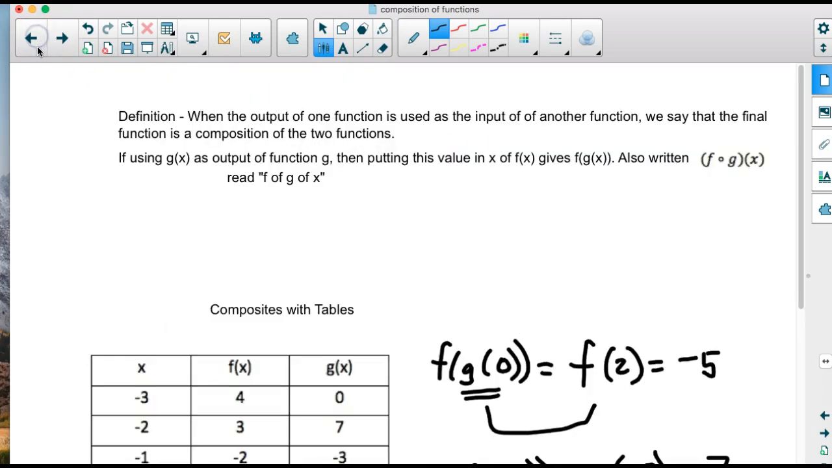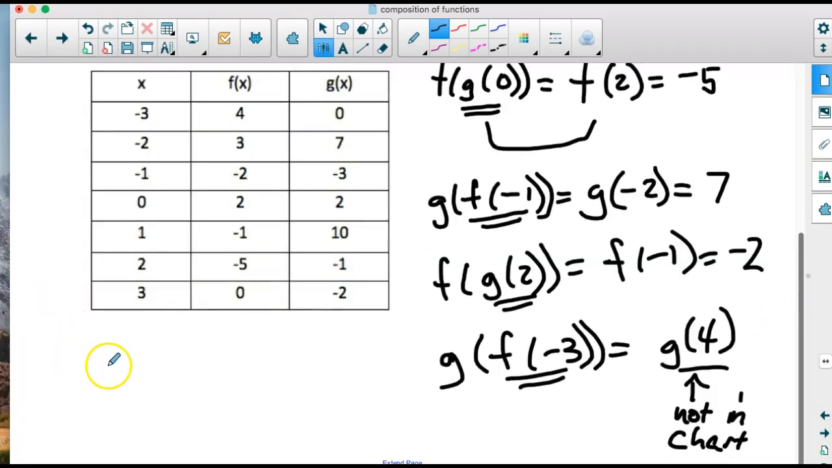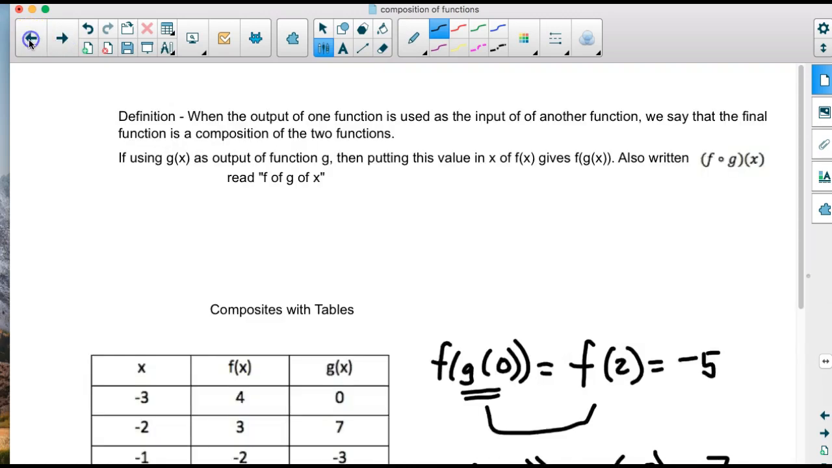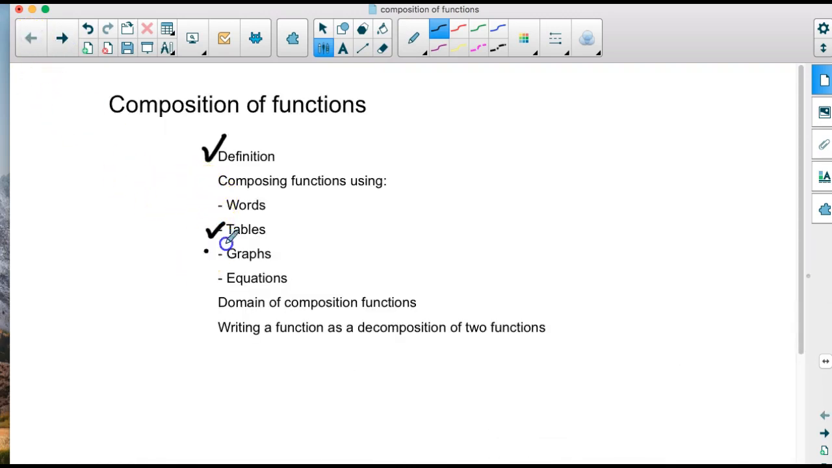And we can do that on the tables too. If I wanted to, I can do that on a table as well. I could have written on this table f of f of 1, something like that. And then I go here, 1, go to f, that's -1, so then we're going to evaluate -1, that's what this is. Then we're going to go to -1 and get -2. So we just use this column twice if it's written with the same function evaluated twice. Okay, so now we've done graphs.